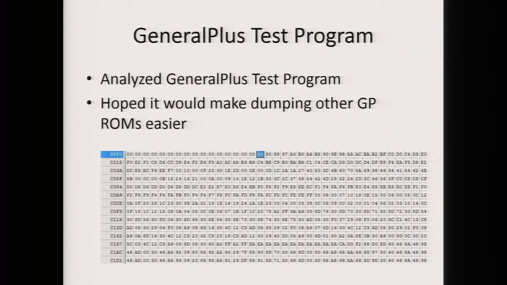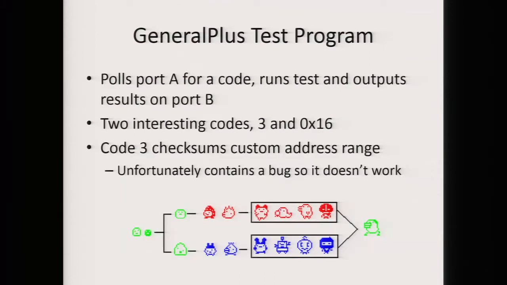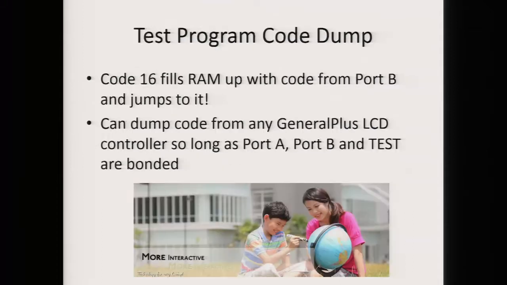So the next thing I did was I analyzed the General Plus test program. And this was of interest to me because, as I mentioned earlier, this is on every single General Plus LCD controller. So I thought it would be useful in dumping, say, older Tamagotchis, and just generally useful for everything that runs General Plus. And basically, I looked at it, and it turns out you start up with the test pin pulled, and then it pulls port A for a code, and then it puts output on port B. The most interesting code was code 16, which would actually take code off of port B, fill up RAM with it, and jump to it.